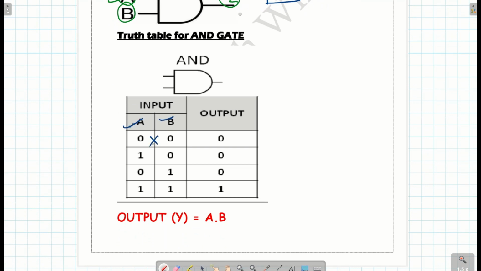So you can see a truth table for this A and B. When you multiply 0 and 0, it's 0. 1 and 0 is also 0. 0 and 1 is also 0. And 1 multiplied with 1 is equal to 1. So this is called our AND gate.